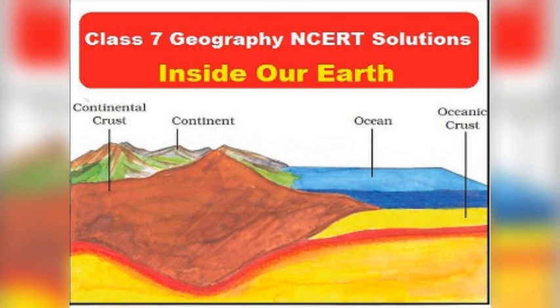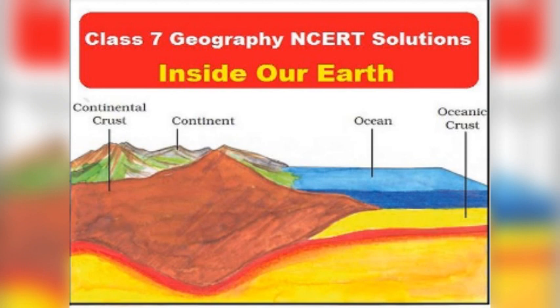So now come the rocks and minerals. The Earth's crust is made up of various types of rocks. Any natural mass of mineral matter that makes up the Earth's crust is called a rock. Rocks can be of different color, size, and texture. There are three major types of rocks: igneous rocks, sedimentary rocks, and metamorphic rocks.